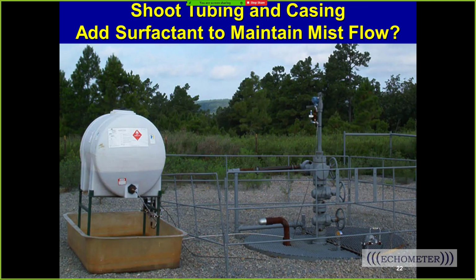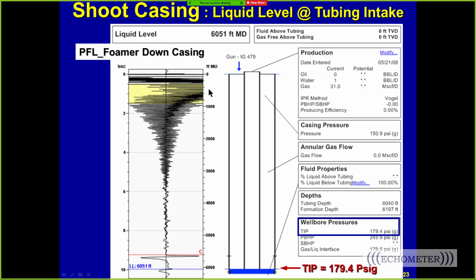Now, once a well starts to liquid load, then it's common to want to keep the well flowing like a gas well above critical rate. Often the first method used to maintain flow is to add surfactant to the well. And so this is a well in the Barnett Shale where they're injecting some surfactant down the casing and it's flowing up the tubing. And this is a fluid shot down the casing.